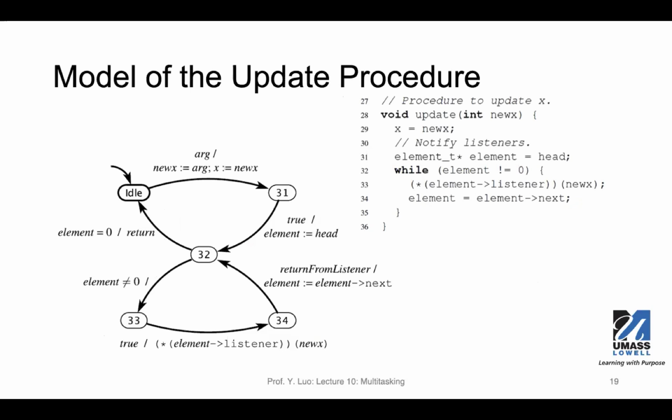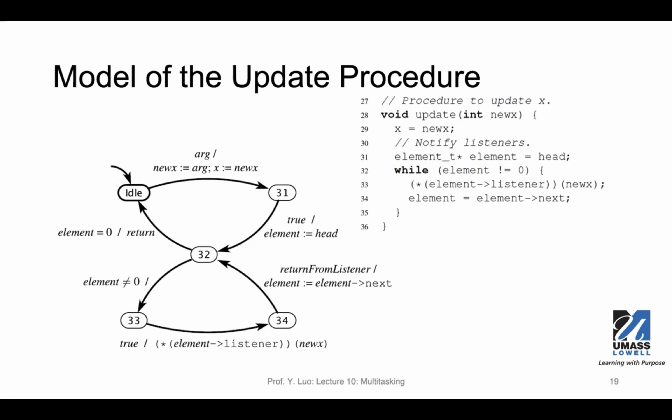Okay, so what we are showing here is another way to understand this update procedure. The code on the right side is what we saw just now. We have an update function. We use a new x as the argument that we pass in. And we use this while loop to go through every node on the linked list. So let's say we start from here. This is the first state because the default transitions are here.